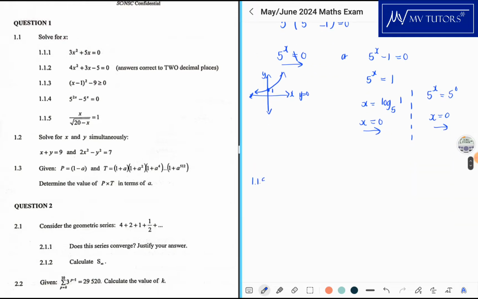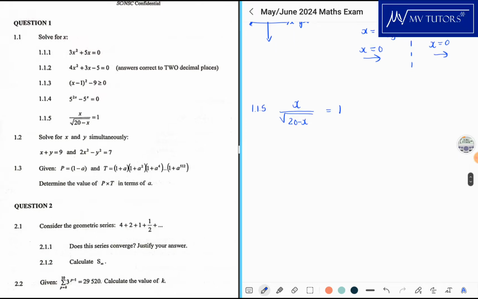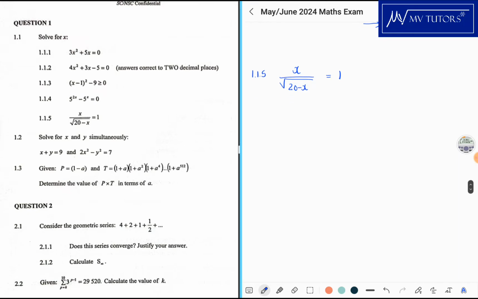And now 1.1.5, now we have x all over the square root of 20 minus x. Whenever I see a square root, when we have to solve for x, I know I need to check my answer afterwards. Very important. Something that we sometimes forget. Now if I take the root of 20 minus x to the other side, I'll just multiply that by 1. And then I square both sides because I want to get rid of the square root. So I have x squared equals 20 minus x. I'm going to take everything back to the left-hand side. So x squared plus x minus 20 is 0.